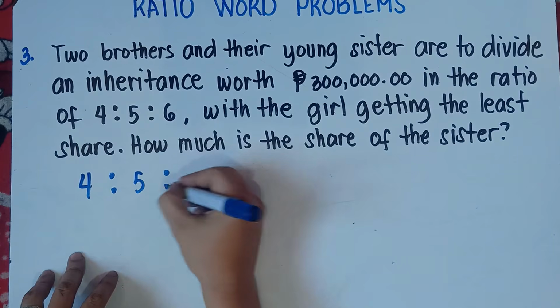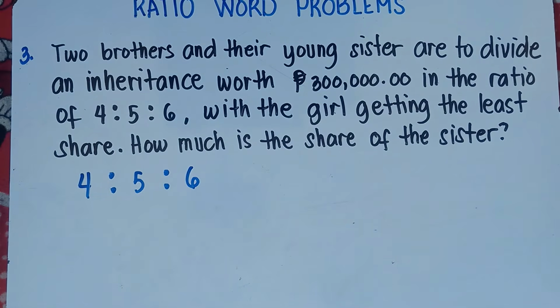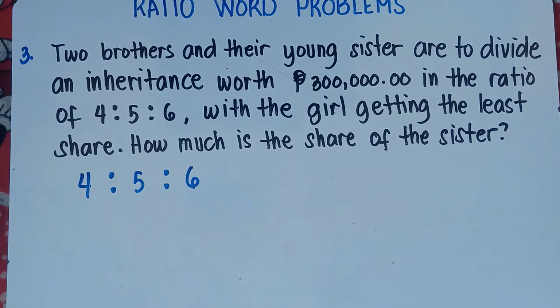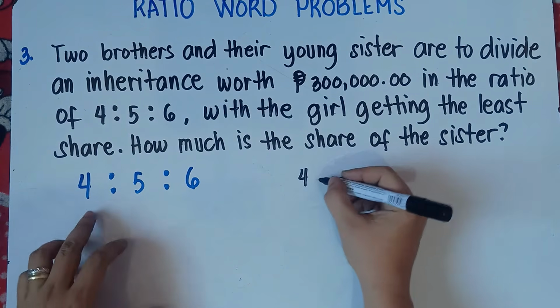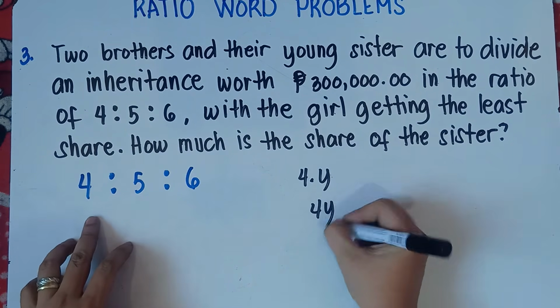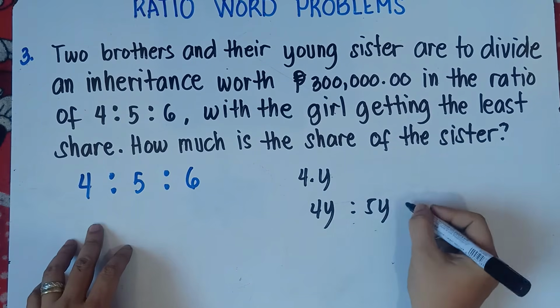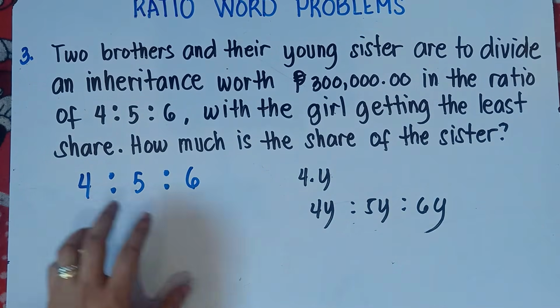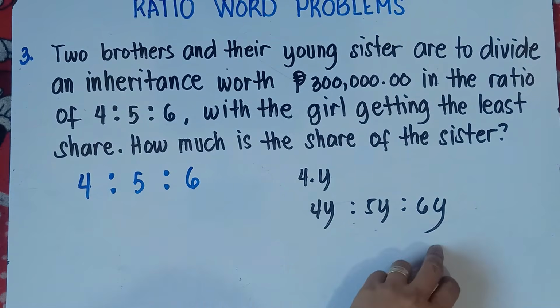4:5, then 6. So once again, for us to make an equation, we need to multiply this ratio with a variable. So you can use any variable. You can use x, you can use y, any letter, class. If you use y, this will be 4 times y. So that would be 4y, then 5y, then 6y. So once again, we multiply this ratio with a variable. It must be the same variable, class.